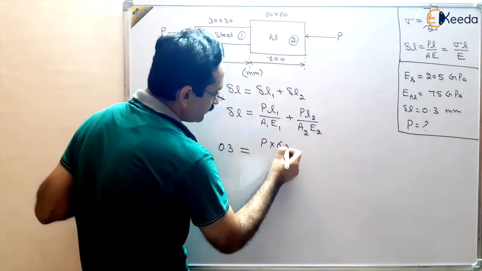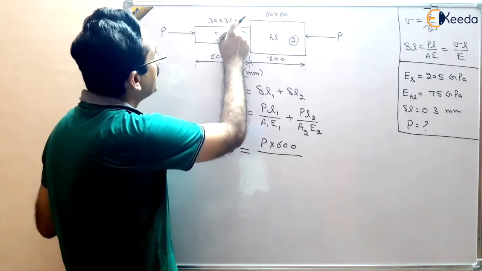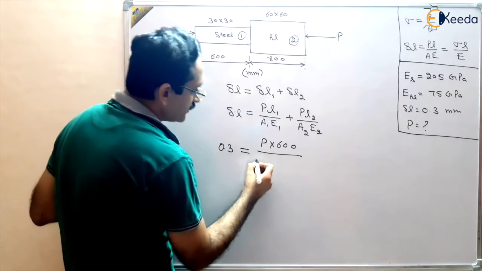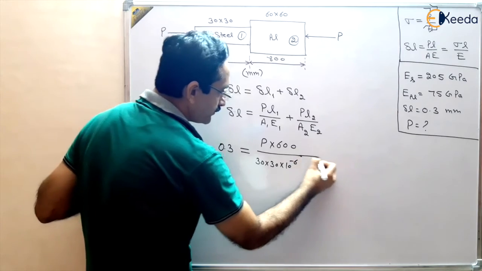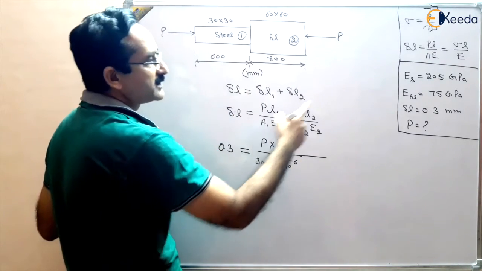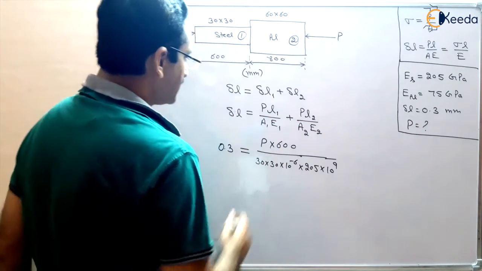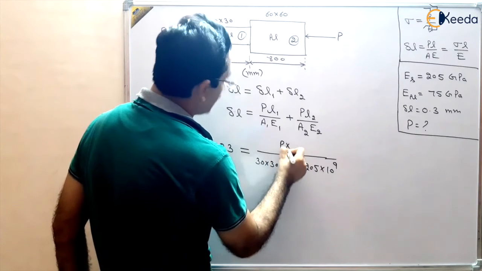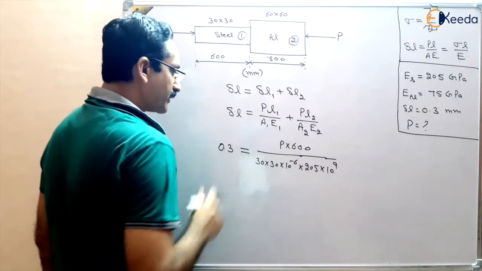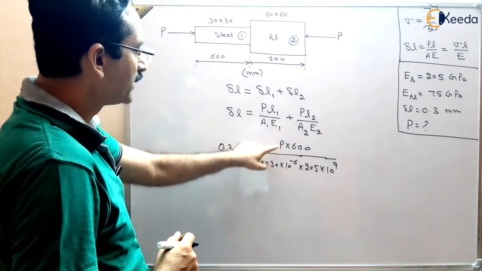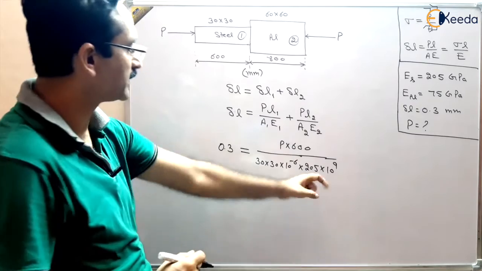Now for the area, other things are in SI units. The area is 30 by 30 millimeter square, so we have to convert it into meter square, multiplying by 10 power -6. It is multiplied by E, where steel has a modulus of elasticity of 205 gigapascal. So this is our first term, P multiplied by its length 600, and the answer will come in Newton, because millimeter will cancel out and the other things are in SI units.